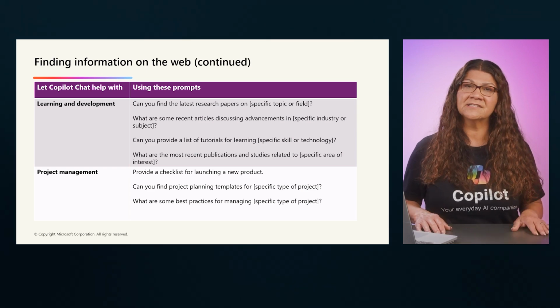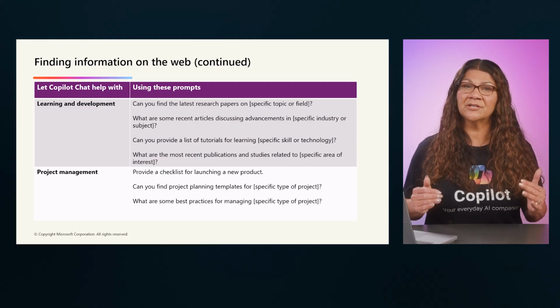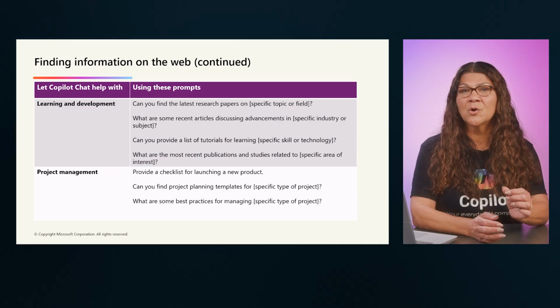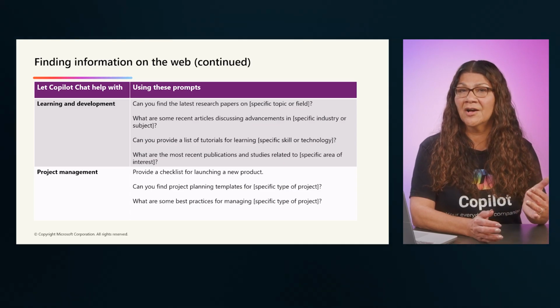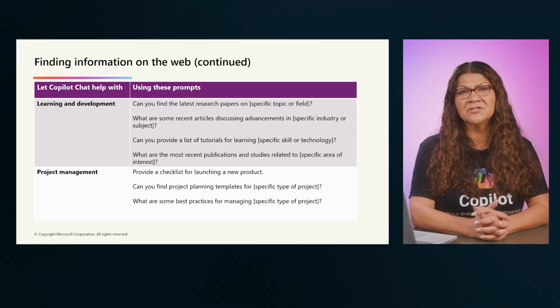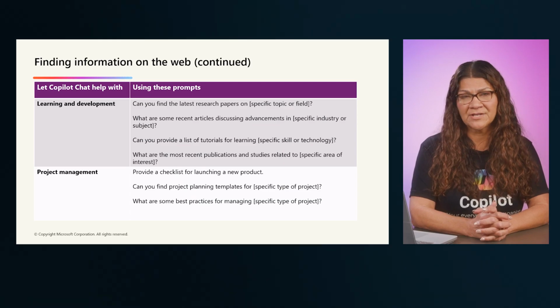A best practice is to specify the skill level or purpose, using a prompt like this: beginner tutorials for, or peer-reviewed papers on, to get the most relevant learning pathways. This keeps your development focused, efficient, and grounded in reliable information.